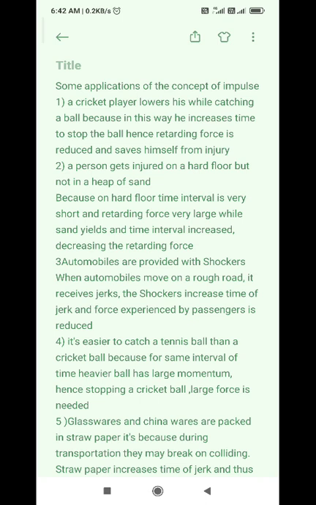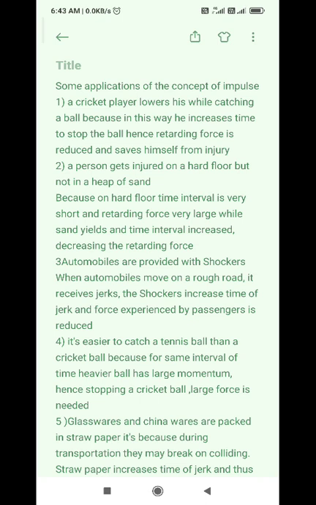Dear students of class 11th, today we will study the application of the concept of impulse. We have situations where we see that a cricket player lowers his hands while catching a ball. This is because he wants to increase the time to stop the ball. Hence, by increasing the time, he reduces the retarding force and he saves himself from injury.